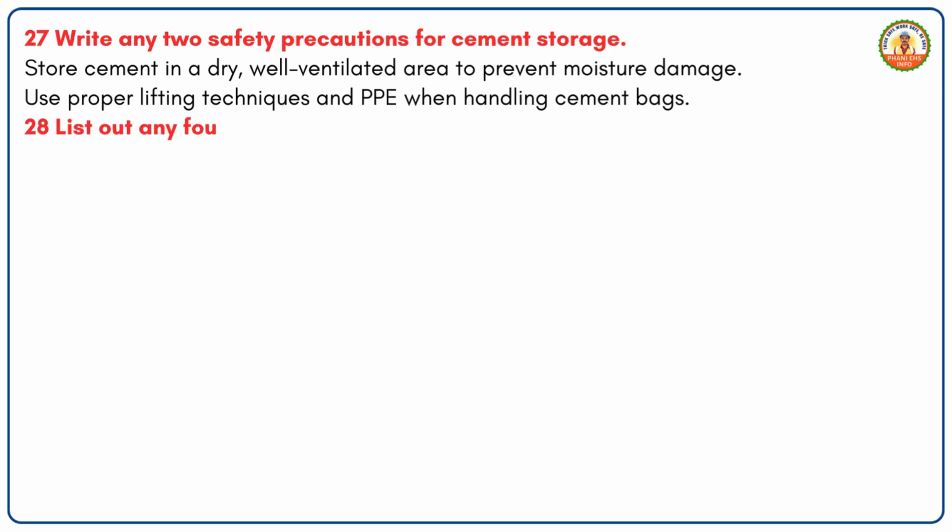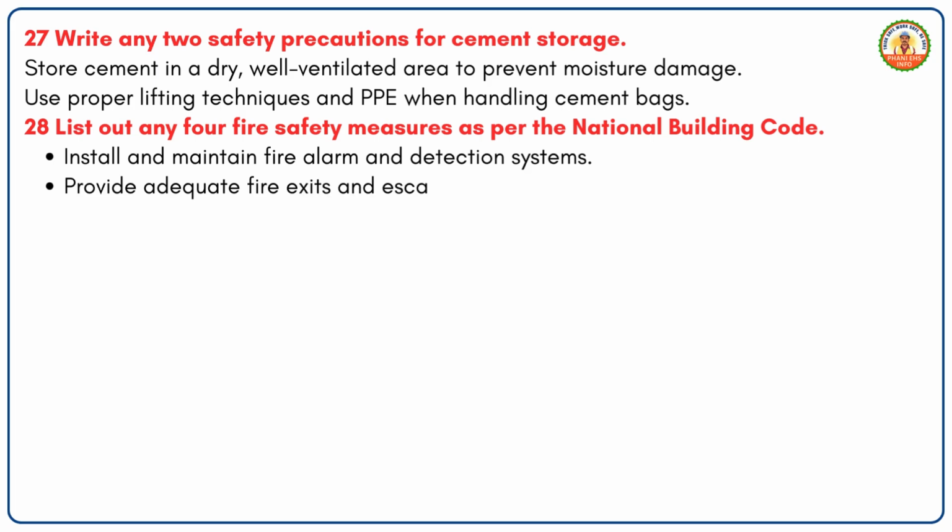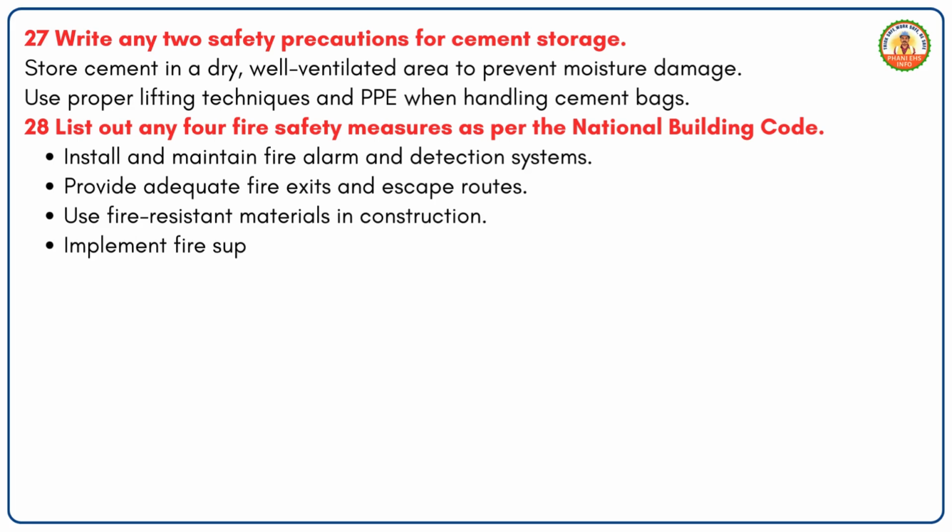28. List out any 4 fire safety measures as per the National Building Code. Install and maintain fire alarm and detection systems. Provide adequate fire exits and escape routes. Use fire-resistant materials in construction. Implement fire suppression systems such as sprinklers.